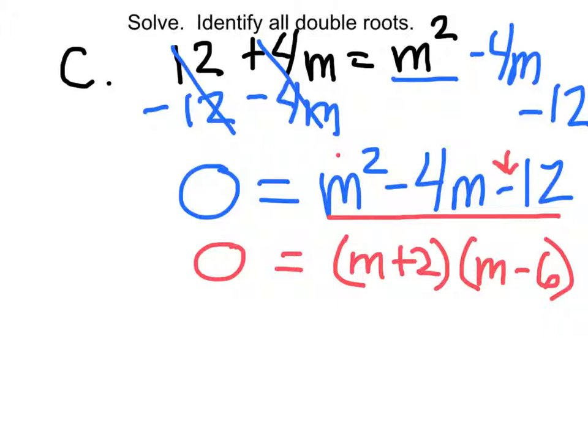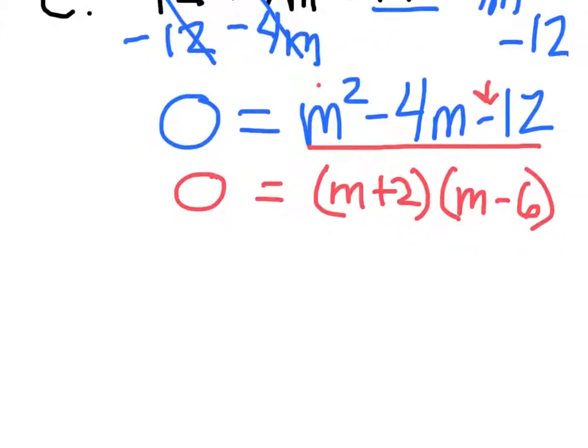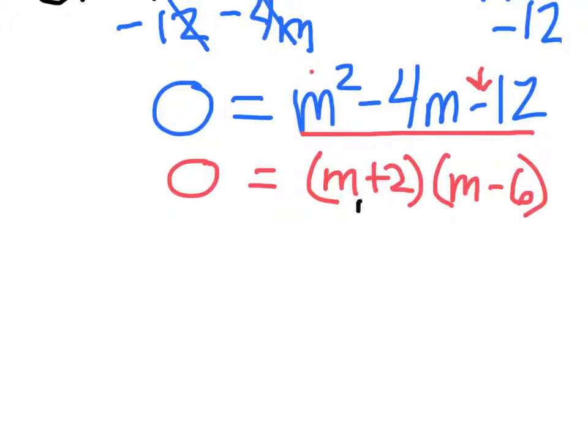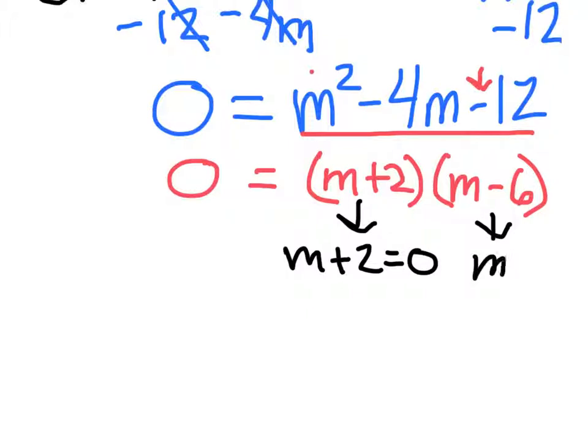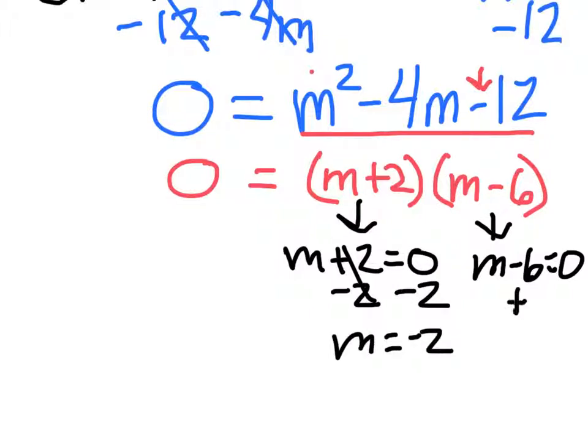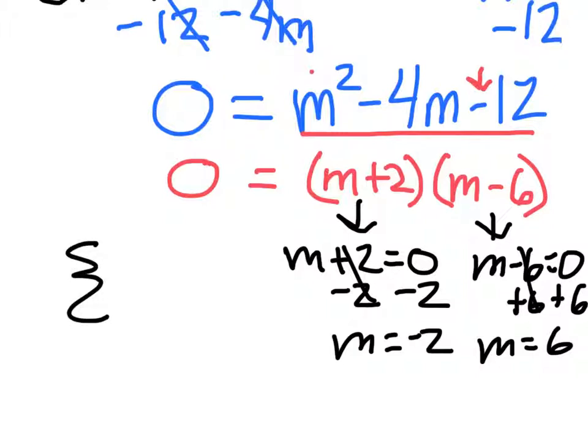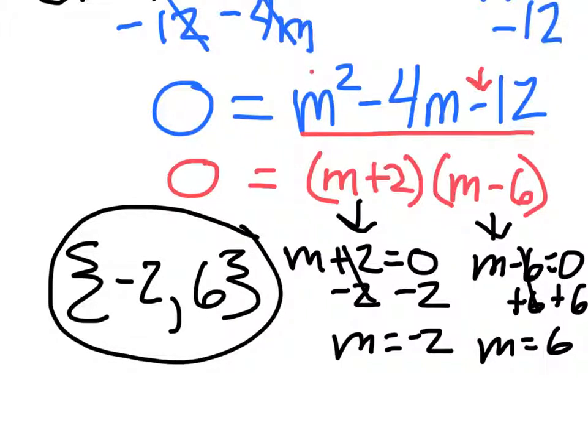Now, just like before, I need to set each factor equal to 0 and solve it. So I'm just going to set that equal to 0 and set that equal to 0 and solve it. So subtract 2, m equals negative 2, add 6, and I get m equals 6. So I am left with my final answer. I have a solution of negative 2 and a solution of 6. So those two numbers are the solutions to the equation above.